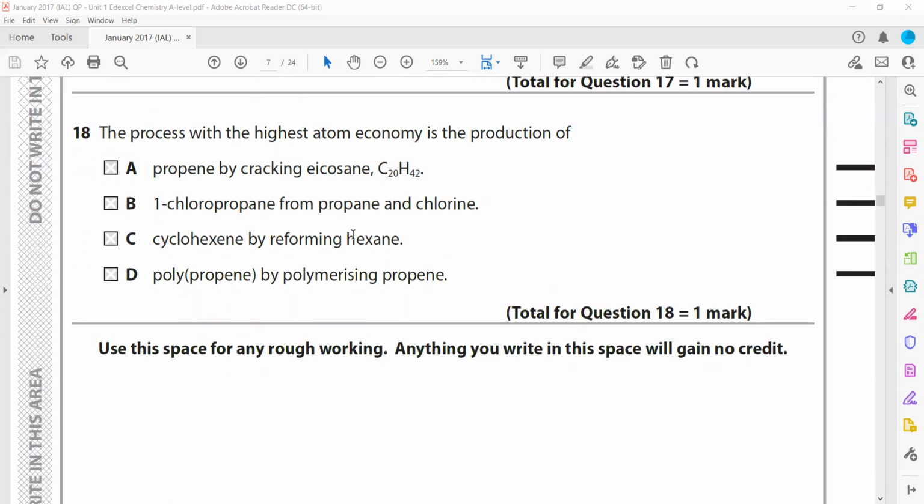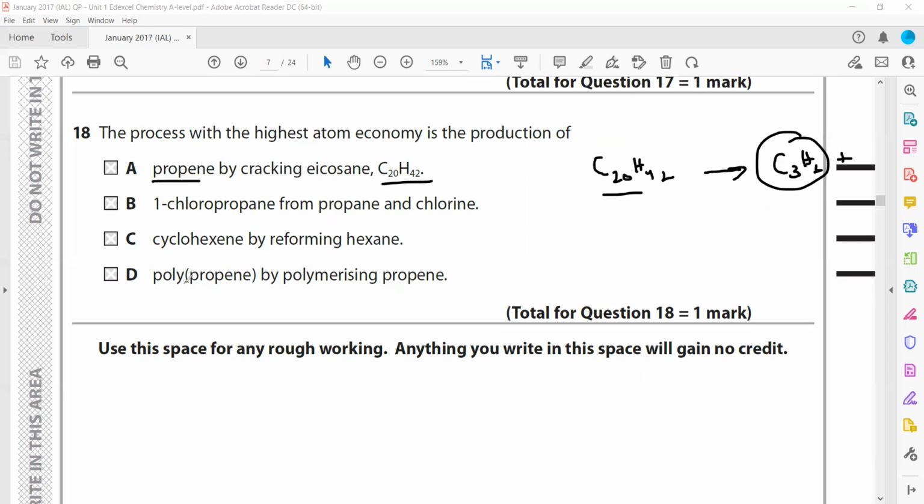Which process has the highest atom economy? Atom economy is the mass of the desirable product divided by the total mass of the reactants, times 100. That's how we work out atom economy. So propene by cracking of C20H42. C20H42, if it produces propene, C3H6, and then the remainder. So mass of desired product divided by total mass of reactant times 100.